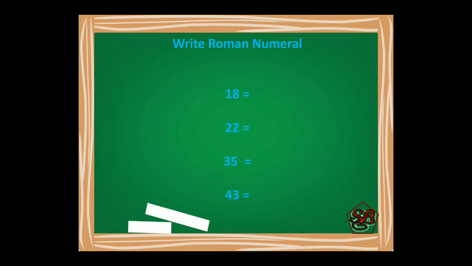Let's write the Roman numbers for this. To write the Roman numbers, we split the number in two parts. 18. 18 can be written as 10 plus 8. So the symbol for 10 is X and 8 we write as 5 plus 1 plus 1 plus 1. That is, XVIII makes 18.